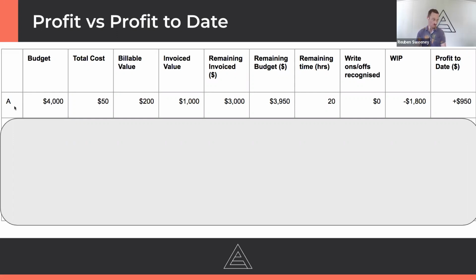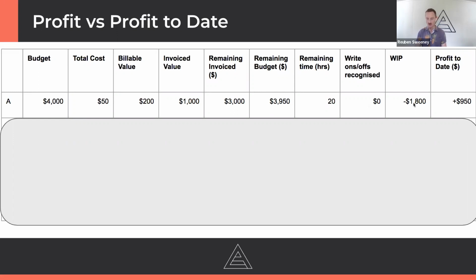So this is job A with a budget of $4,000. We have incurred total costs, that's direct cost of time, of $50, billable value of 200. We've invoiced 1,000, so that's like a deposit. The remaining invoice value is $3,000, being the difference between what we're going to be invoicing and what we've invoiced them so far. The remaining budget is just short of $4,000. That's the billable value, our dollar budget. 20 hours to go. No write-ons or write-offs recognized.